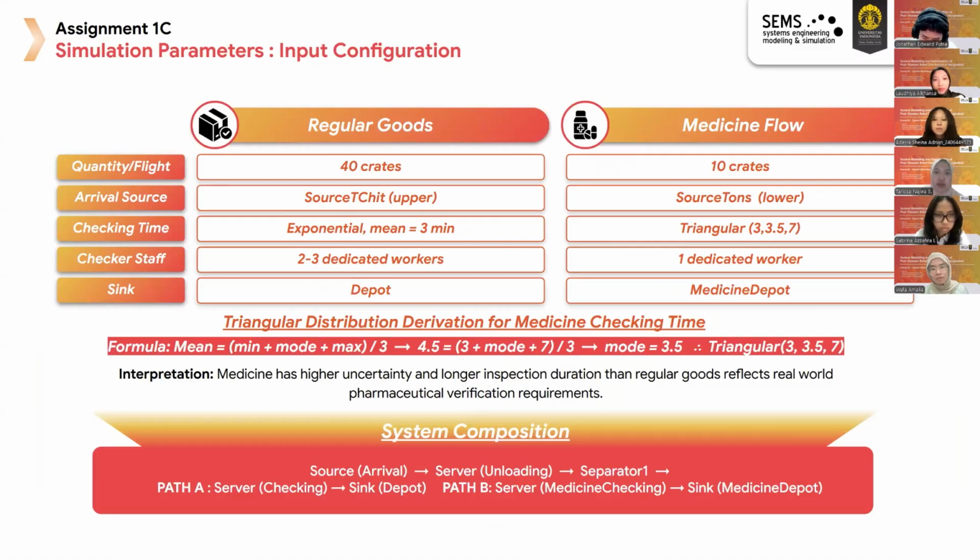This is the input configurations. For the simulation inputs, each flight carries 40 regular crates and 10 medicine crates. Regular goods follow an exponential checking time with an average of 3 minutes, while medicine follows a triangular distribution.